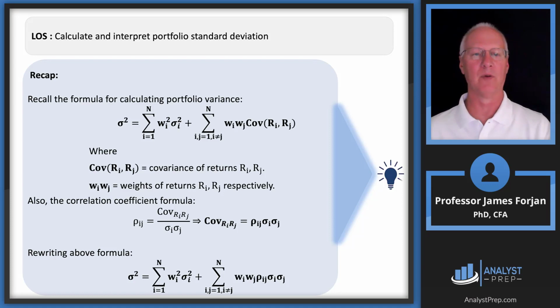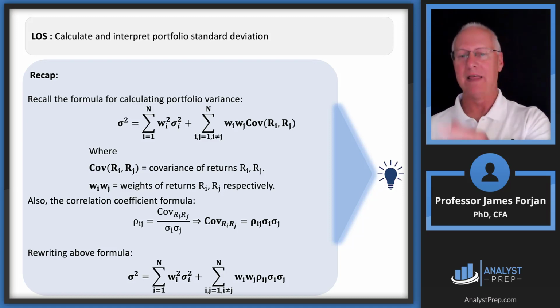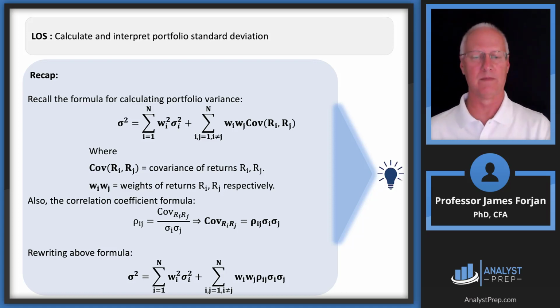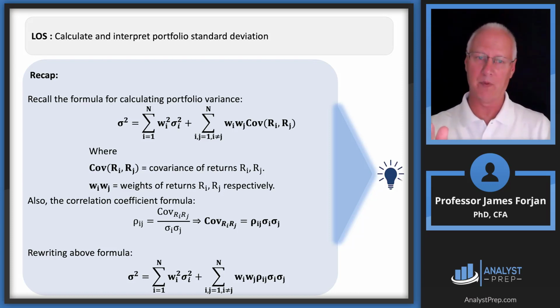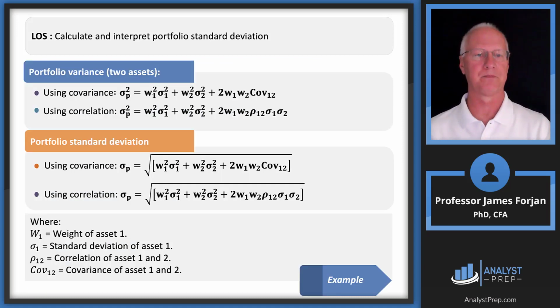So look at the top formula. There's the variance of the portfolio. That's with the covariance term on the right-hand side. Then if you skip down to the bottom, there is the equation with the correlation coefficient inside of that formula. So very important that you know this. Notice the LOS says calculate. And so make certain that if you're given covariance, you use the top one. If you're given correlation coefficient, you use the bottom one.